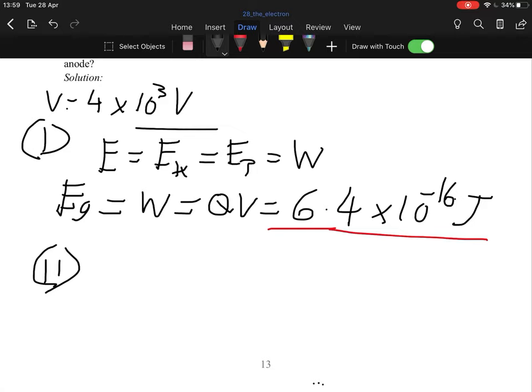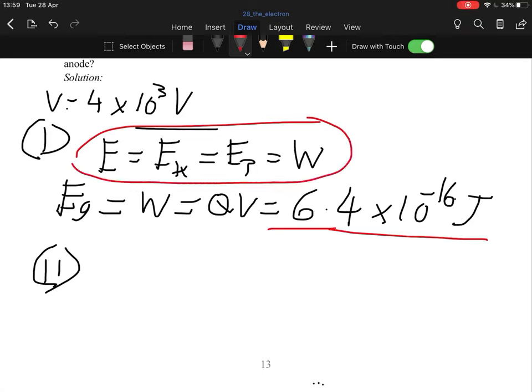Oh, that's this. Work done equals... Oh, sorry. What is the speed of the electron? So an electron is emitted. It accelerates through the potential difference. What's its speed? Well, we now know the energy gained.